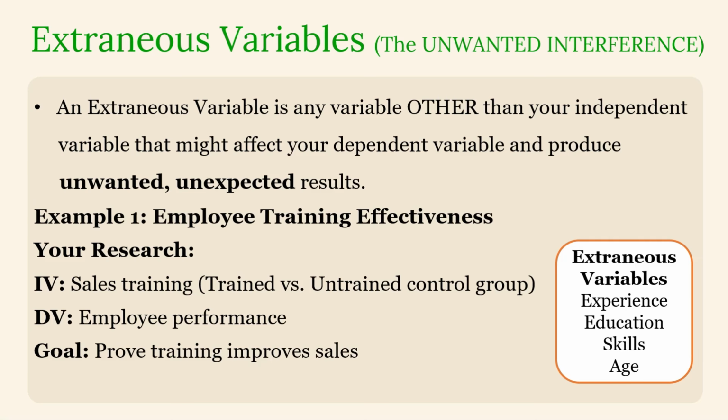Let us take the same example of employee training effectiveness. When we are studying employee training effectiveness, our independent variable will be the sales training and the dependent variable will be the employee performance. Employee performance may also get affected by the age of the employee, previous experience level, as well as the skills level or motivation level of the employee, and hence these factors may affect our dependent variable, and the outcome of the research study may be wrong. Hence these extraneous variables are required to be identified and controlled by the researcher. That's why extraneous variables are called the unwanted variables in the research study.